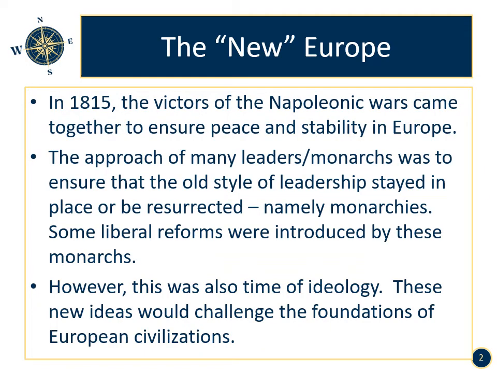The New Europe. In 1815, the victors of the Napoleonic Wars came together to ensure peace and stability in Europe. The approach of many leaders and monarchs was to ensure that the old style of leadership stayed in place or be resurrected, namely traditional monarchies. Some liberal reforms were introduced by these monarchs.